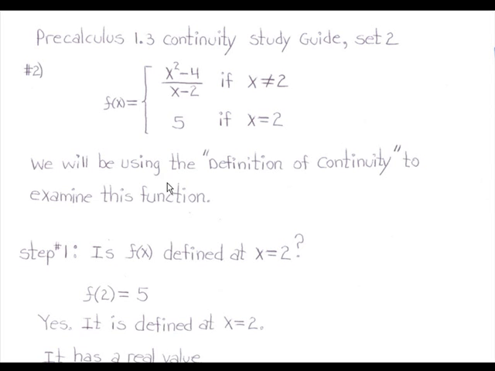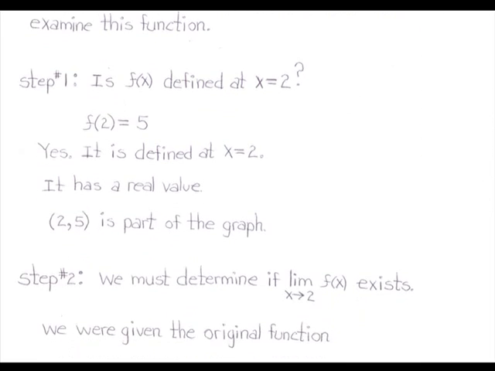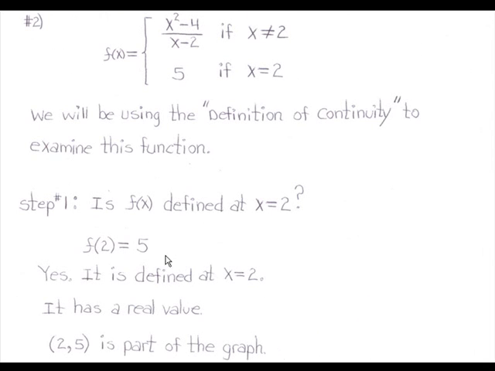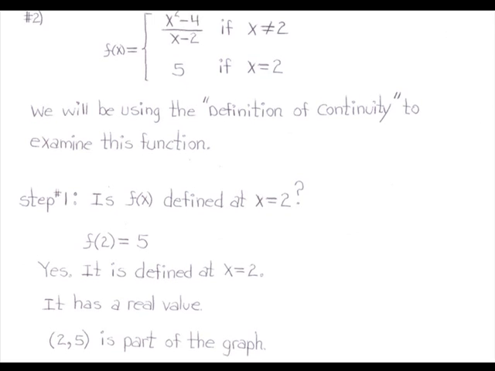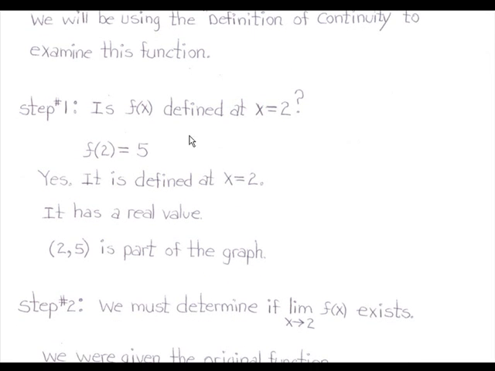Well, in this problem, we will be using the definition of continuity to examine this function. Step 1. Is f of x defined at x equals 2? Well, yes, it is. From our given conditions, we were told that when x is equal to 2, f of x, or y, is equal to 5. So to answer that question, yes, f of x is defined at x equals 2. It has a real value, and it becomes the coordinate (2, 5). (2, 5) is part of the graph.